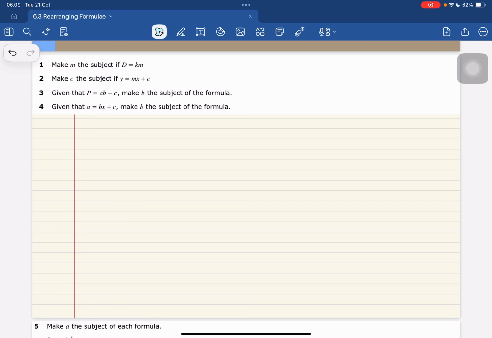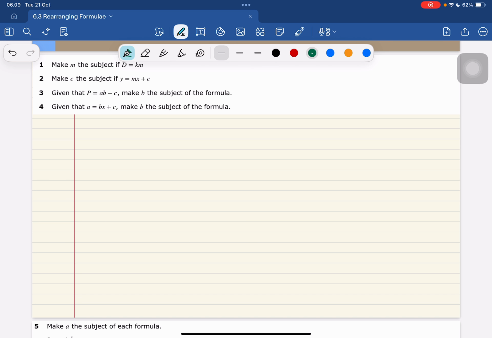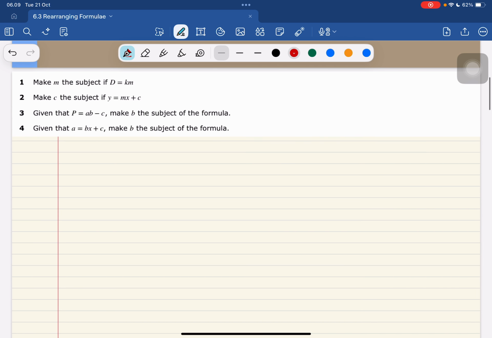Hi, in this video I'm going to solve practice questions on rearranging formulas. So look at number 1. Make M the subject if D equals K times M. To make it only M, we need to divide both sides by K. So for number 1, M equals D divided by K.